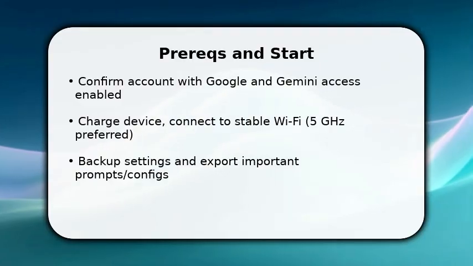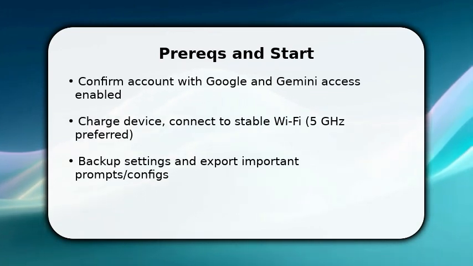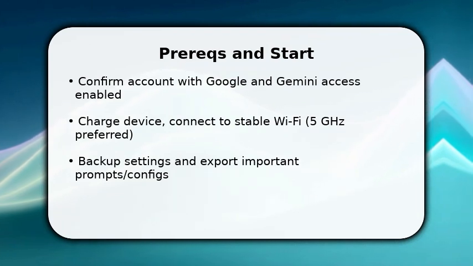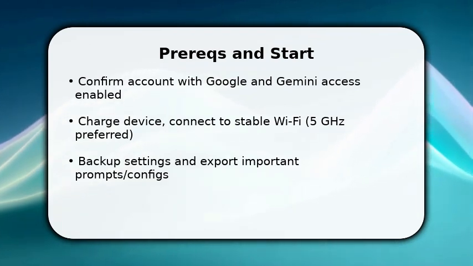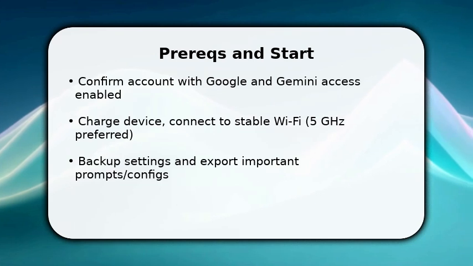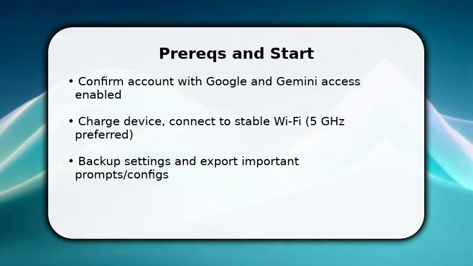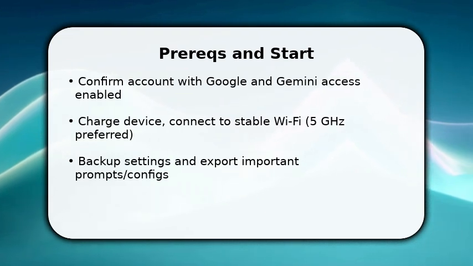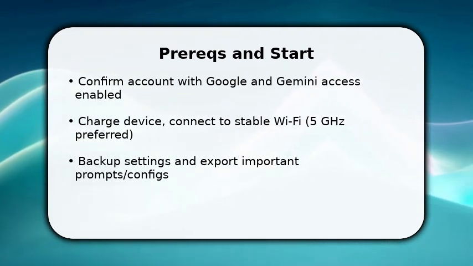You start by confirming your Google account has Gemini access and you've enabled necessary app permissions. Once done, connect to a stable 5 GHz Wi-Fi and plug the device into power to avoid interruptions. Make sure you export any custom prompts, API keys, or model settings to a secure file. This prevents loss if a reset occurs.